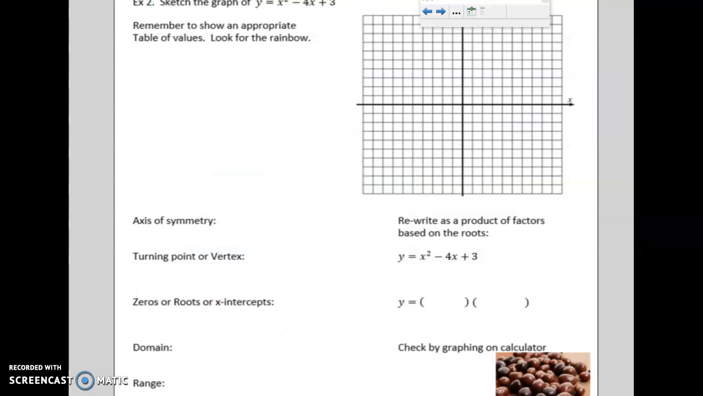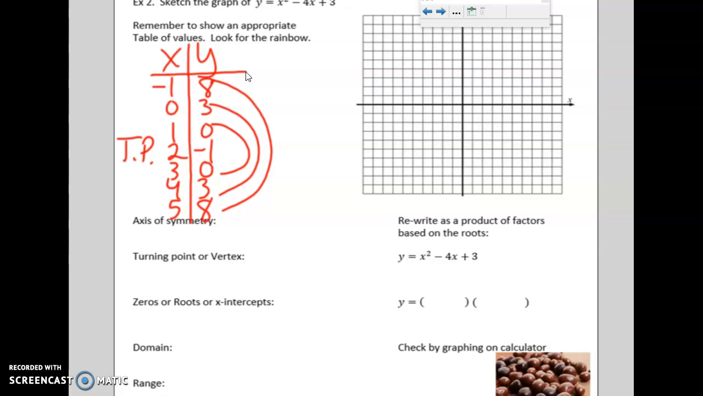Let's go ahead and get that down as a table of values. So simply x and y. We've got the values we need. Let's go ahead and plot points. So 1 to the left, up 8. And then 0 to the left or right, and up 3.